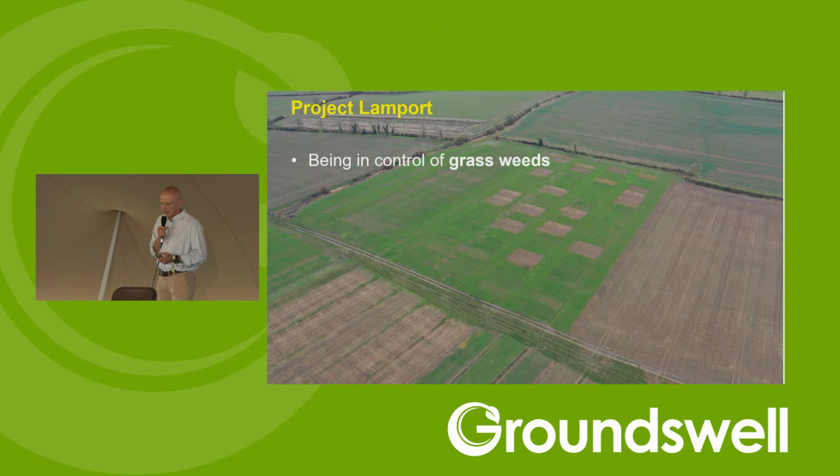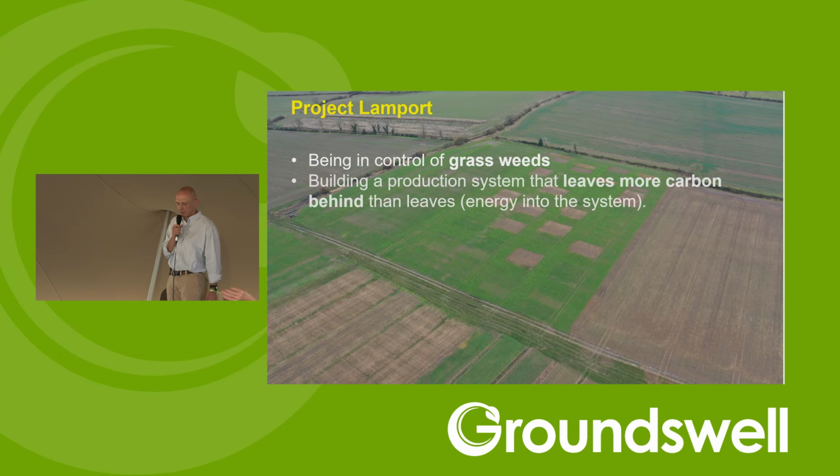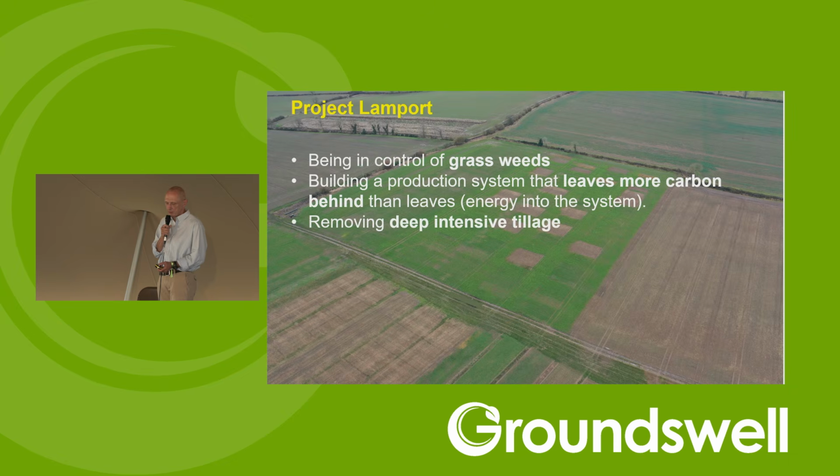We feel we're in control of our grass weeds. That doesn't mean we've fixed it, but we are in control because of the rotation, because of what we're doing to our soils, etc. Fantastic soil health doesn't mean you're going to control blackgrass. No way. But through rotation and doing what we're doing, we feel we're very much in control of our grass weeds rather than them being in control of us. We're building a production system that leaves more carbon behind. We're leaving more energy in the system, which is really important, because many of the functions we've seen are driven by that energy in the system.